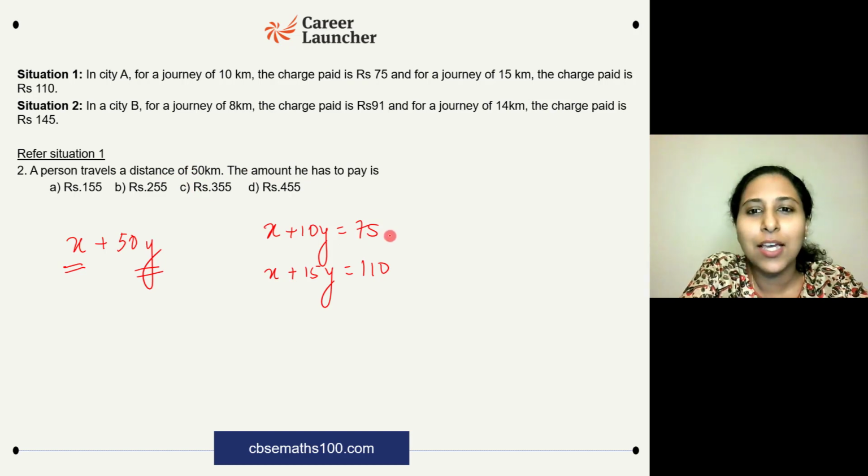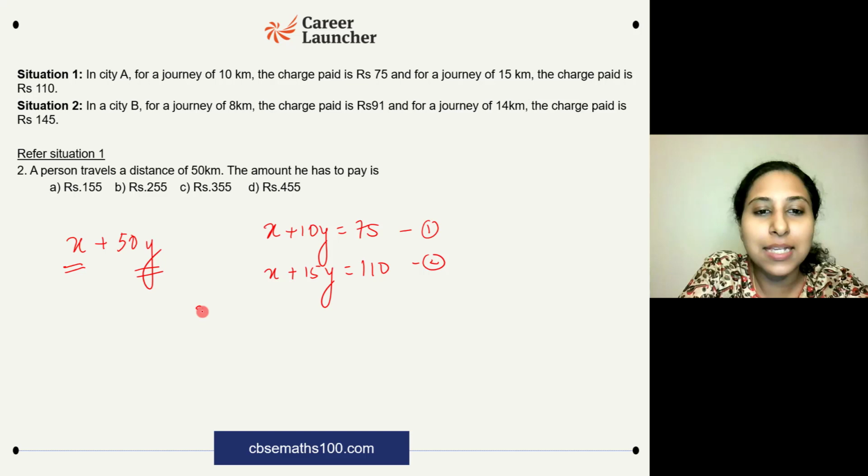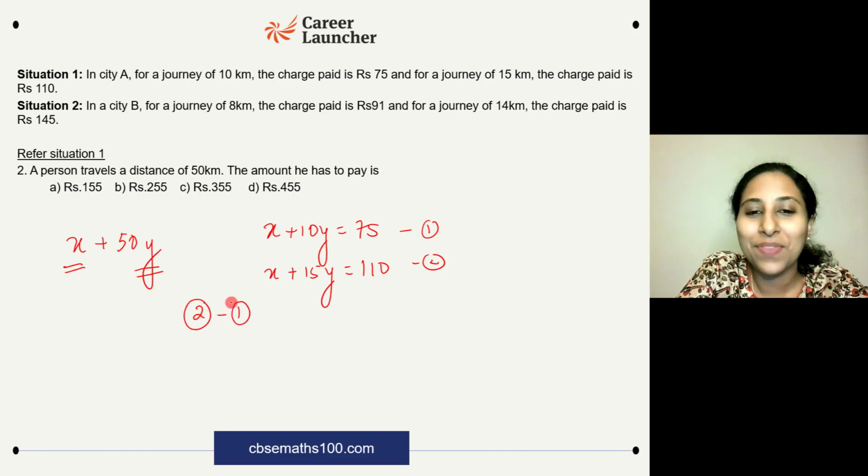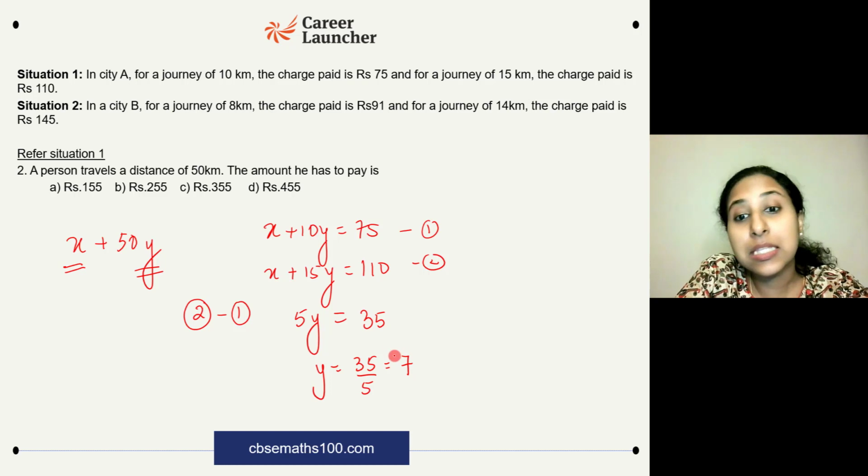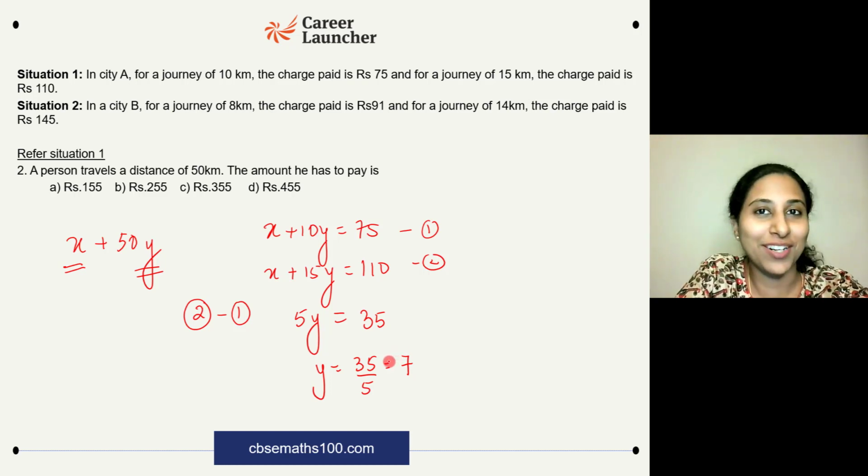Let's solve this. If this is 1 and this is 2, let me subtract both the equations. I'll subtract 2 minus 1. This way when I do it, I get x minus x which cancels off. 15y minus 10y will become 5y. 110 minus 75. This would turn out to be 35. And this way we get y is equal to 35 divided by 5 or 7. It's 7 rupees per kilometer, which is the variable or running charge.